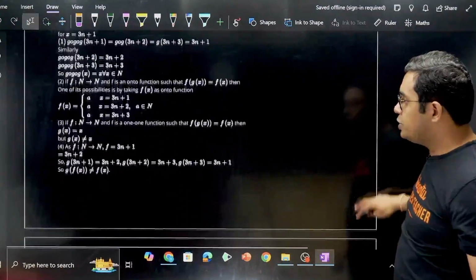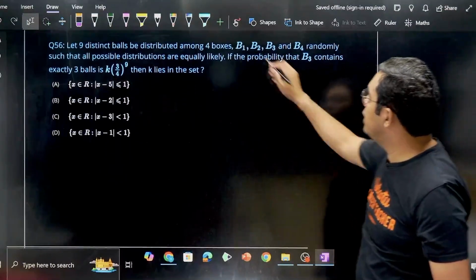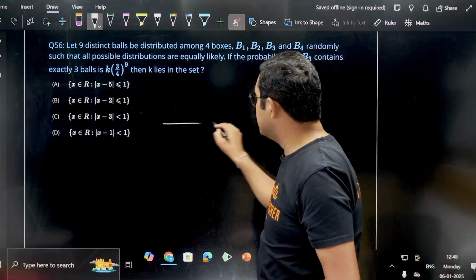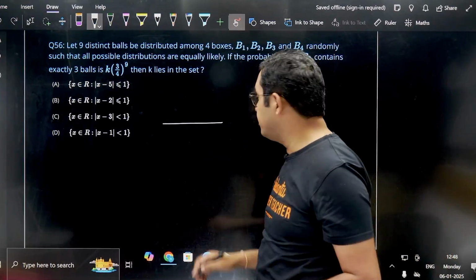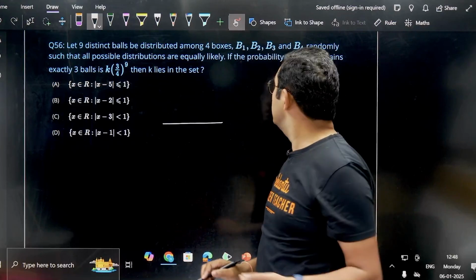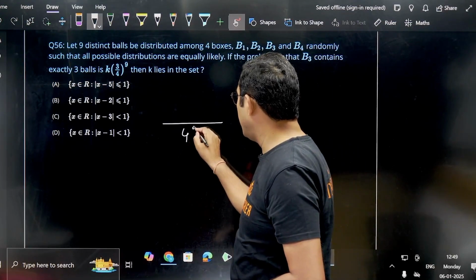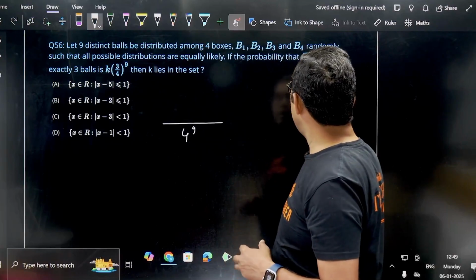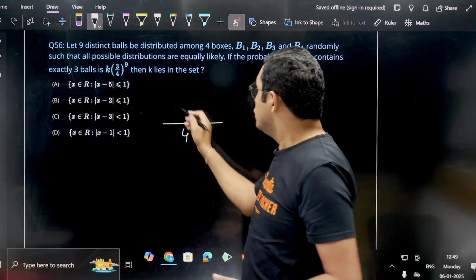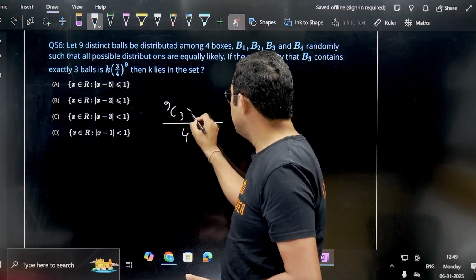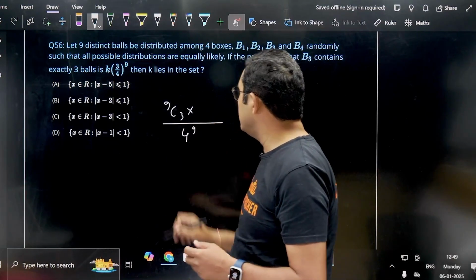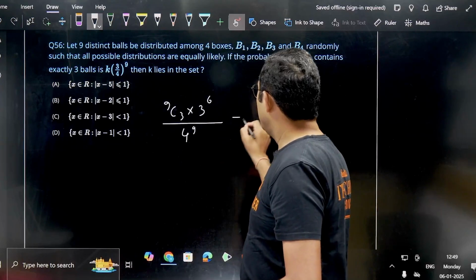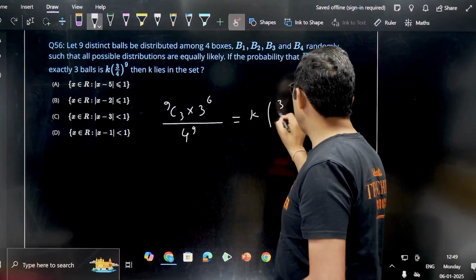Now coming to the next question, that is question number 56. Here we are given 9 distinct balls to be distributed among 4 boxes. Now if you put 9 distinct balls in 4 boxes, every ball has 4 options, so there will be 4^9 ways to distribute them. Then they are saying the probability that B3 contains exactly 3 balls. So which 3 balls? So 9C3, and for the remaining 6 balls, each ball will have 3 options, so 3^6, and that is equal to k into (3/4)^9.